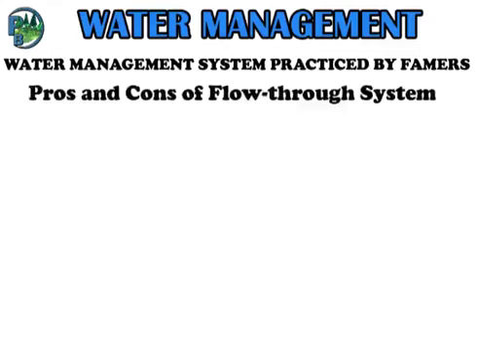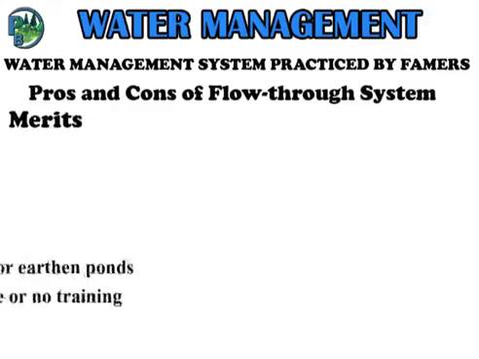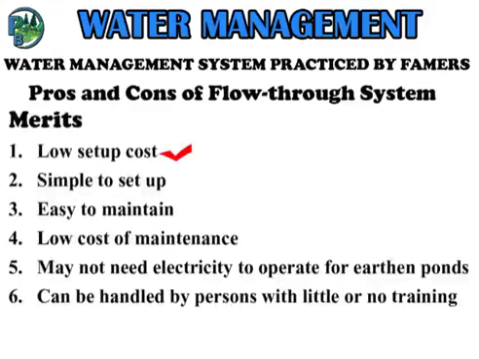The merits and demerits of a flow-through system are: Let's talk about the merits. 1. Low setup cost. 2. Simple to set up. 3. Easy to maintain. 4. Low cost of maintenance. 5. May not need electricity to operate for earthen ponds. 6. Can be handled by persons with little or no trainings.